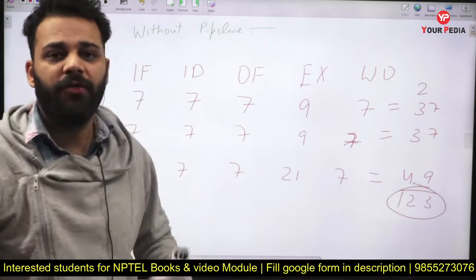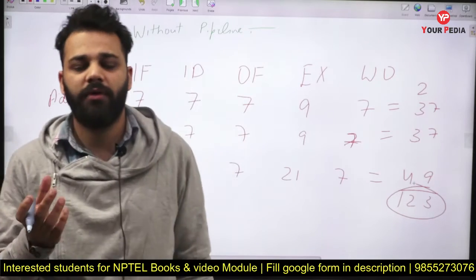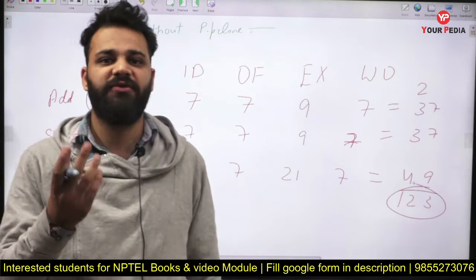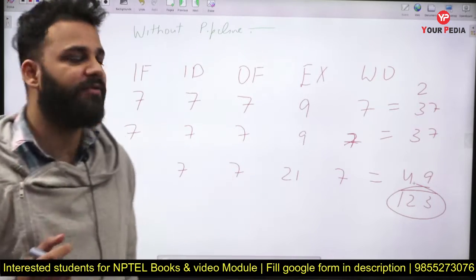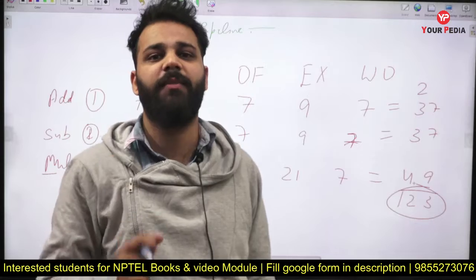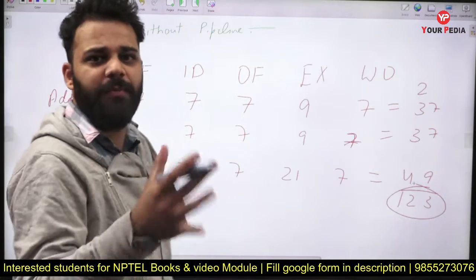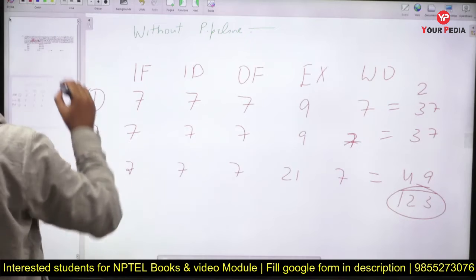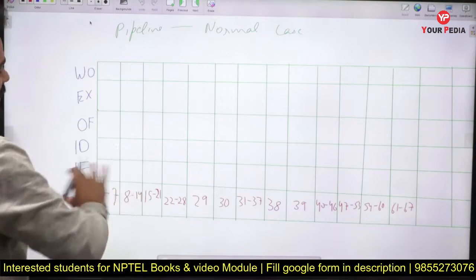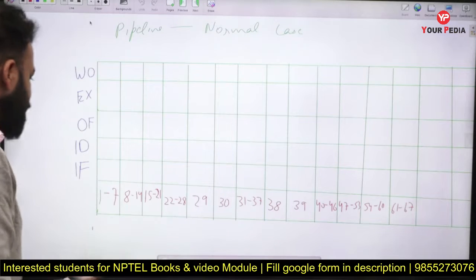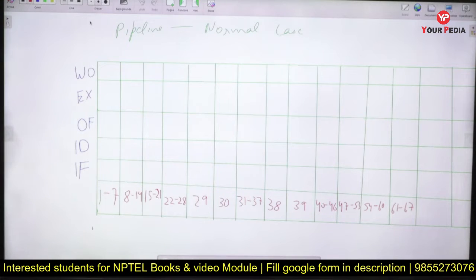So the total number of cycles required if you don't use pipeline is 123 cycles. So we use pipeline in order to execute our instructions in a more compact way, so that we can save the number of clock cycles. So that's why we use pipeline. So let's say we use pipeline without the operand forwarding technique and without any knowledge that we have just 3 instructions: add, subtract and multiplication. So let's do this.